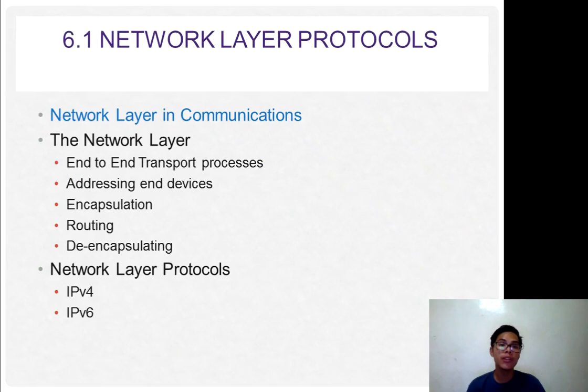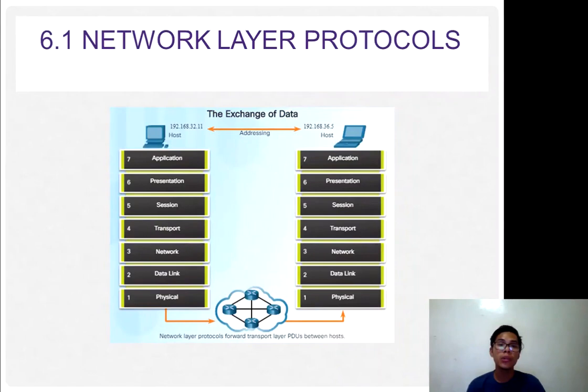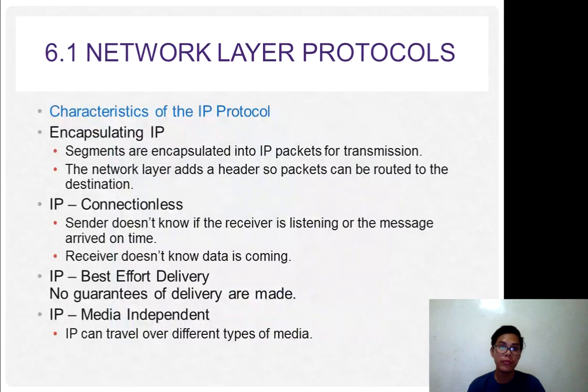The network layer provides end-to-end transport processes: addressing end devices, encapsulation, routing, and de-encapsulation. Two network layer protocols are IPv4 and IPv6. Network layer protocols are how the exchange of data happens. Characteristics of the IP protocol.